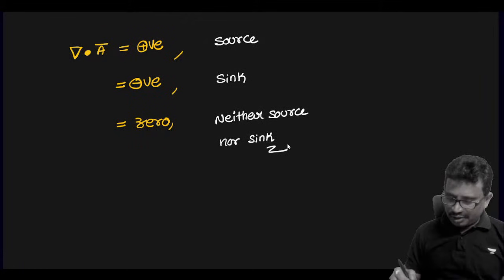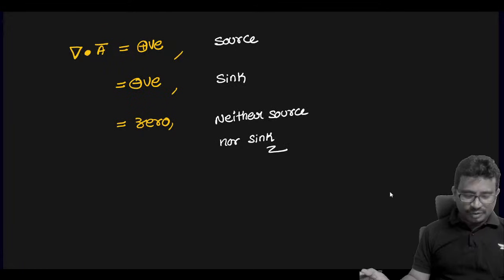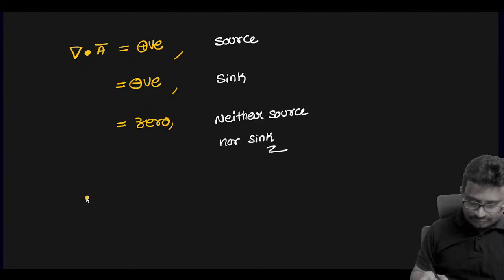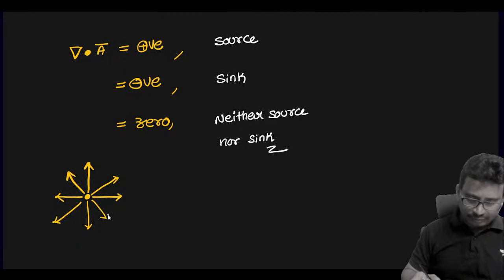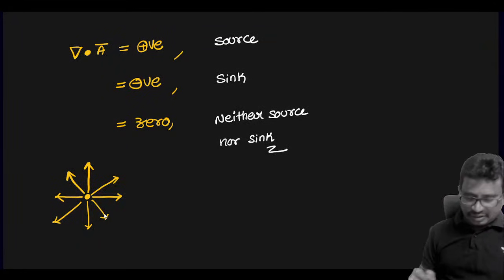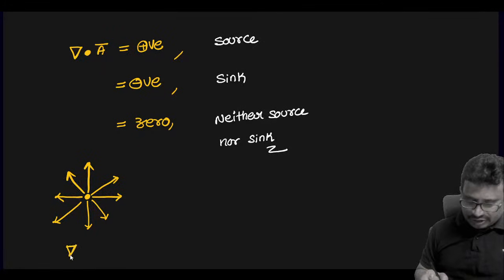Now you tell me, here in this example, I have taken some point. What is the divergence at this point? Here the field is leaving, so this is a diverging field only. That's why divergence del dot A is not equal to 0.